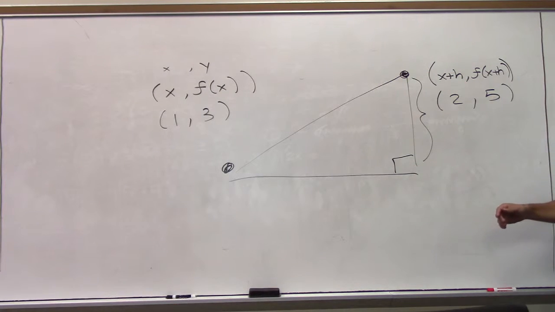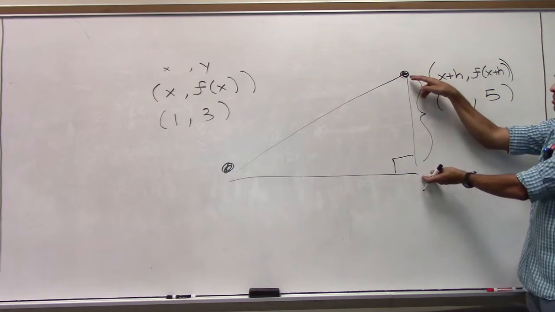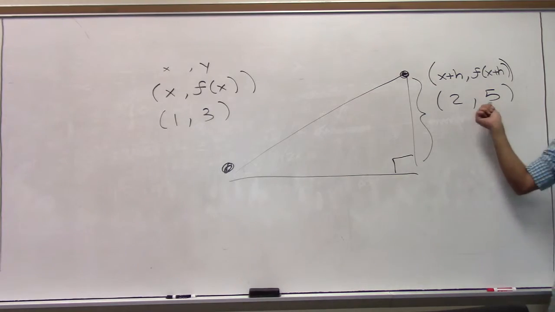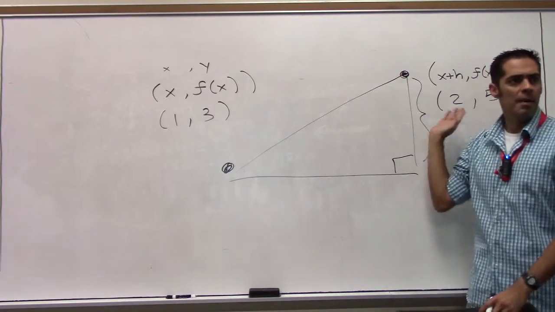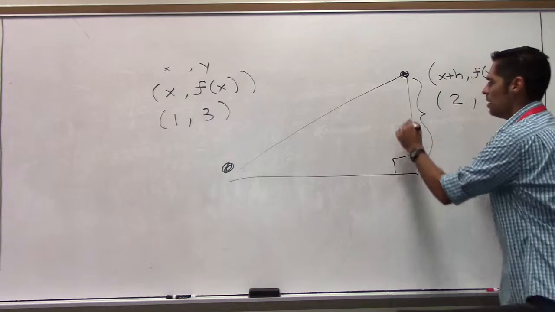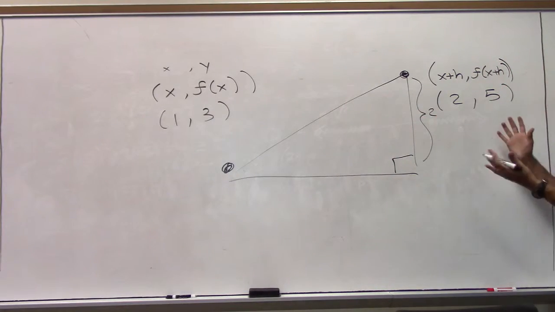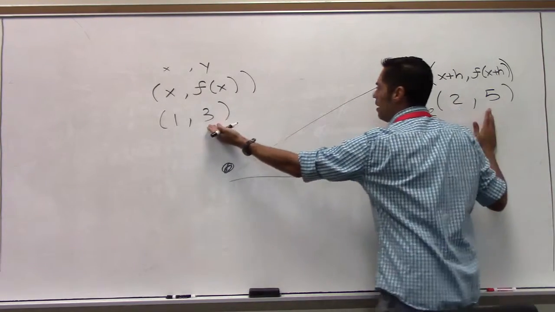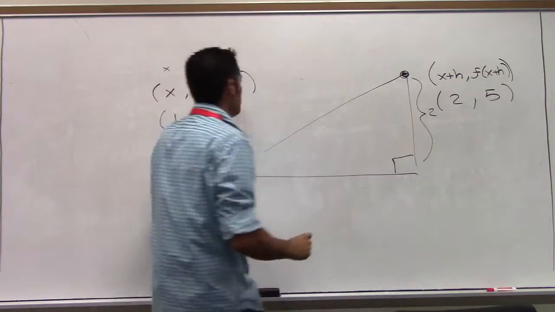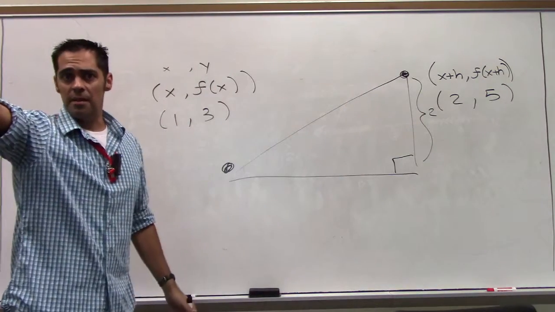How high is this side of the right triangle? 2. How are you getting that this is 2? y2 minus y1, right? 5 minus 3 is 2. So this would be 2, right? But if I didn't give you 5 and I didn't give you 3, then wouldn't it be f of x plus h minus f of x? And that's what that says up there.